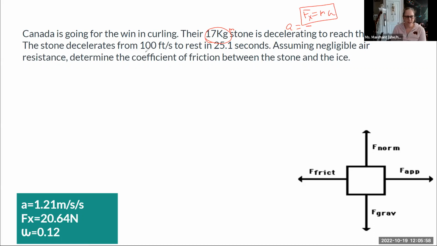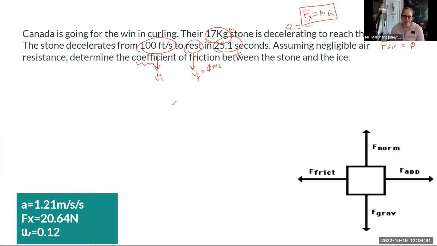Okay, the stone decelerates from 100 feet per second to rest. Both of those are what? They're both velocities. So this is velocity initial, and the rest is velocity final, which means 0 meters per second, in 25.1 seconds. Assuming air resistance is negligible, so the force of air resistance is 0, so we don't have to worry about that. Determine the coefficient of friction between the stone and the ice.